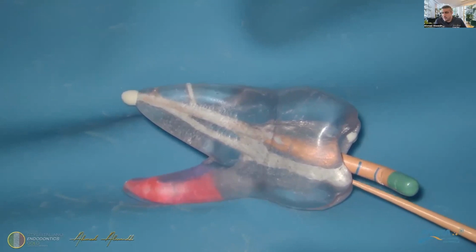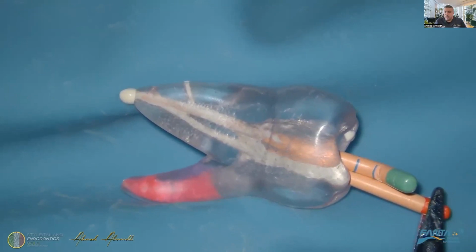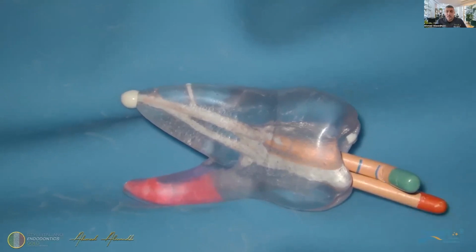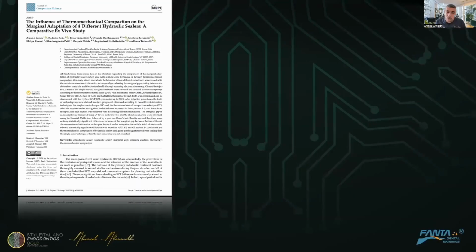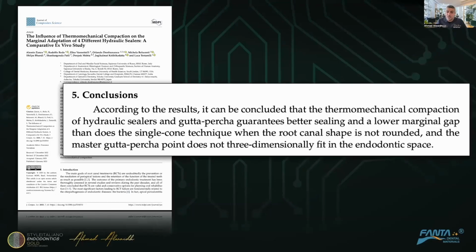So you may say, why am I making my procedure more complicated? You're right, but this is not for all of the cases, because according to this study, it can be concluded that thermomechanical compaction is better if you combine, in this paper, hydraulic obturation, which is using a single cone, and modified hydraulic, which is using bioceramic with thermal obturation. And they found out that in oval canals or large canals, you have voids with hydraulic obturation. So it is better to combine both techniques.